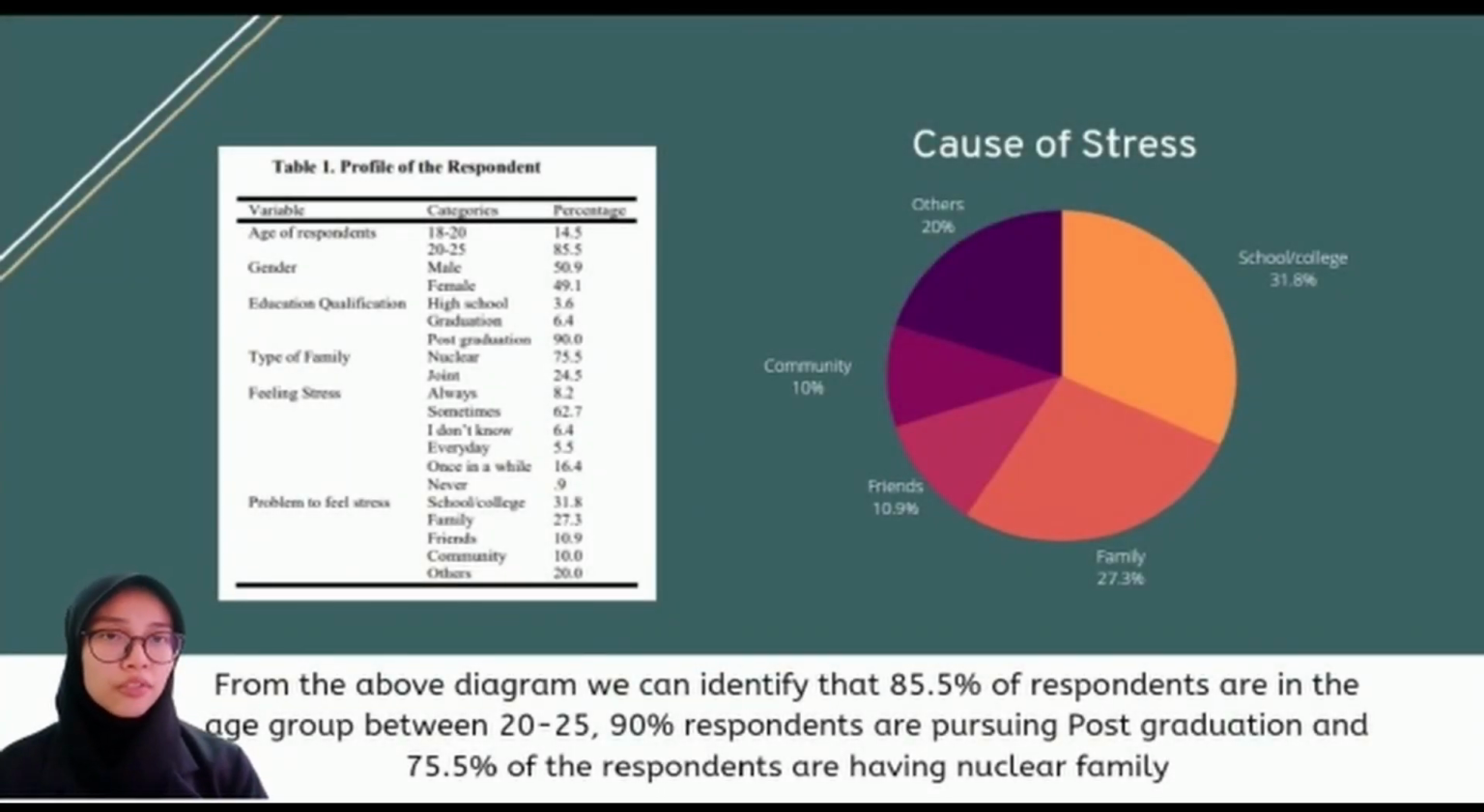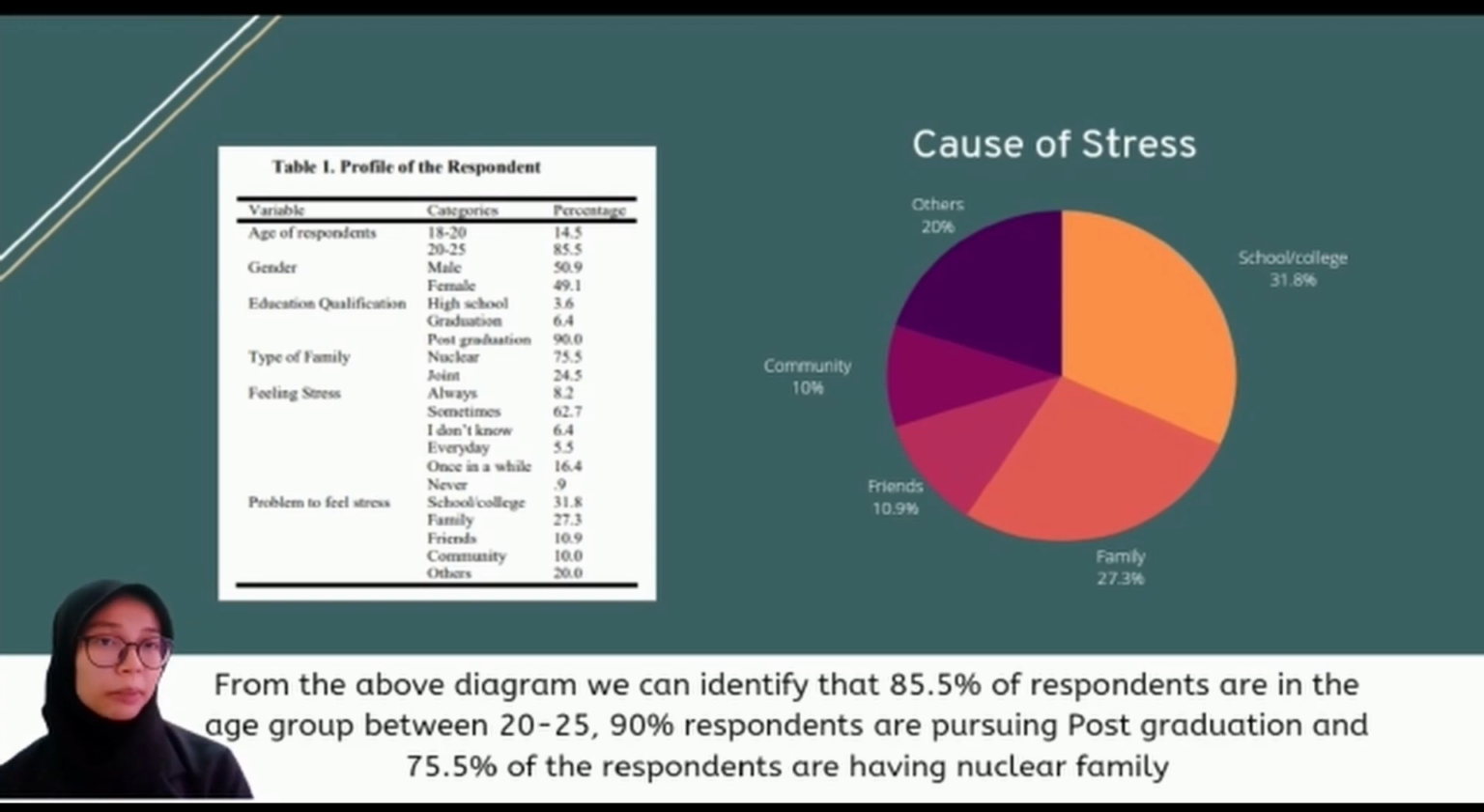From the table, we can identify that 85.5% of the respondents are between the ages of 20 to 25, 90% of the respondents are pursuing post-graduation, and 75.5% of the respondents have a nuclear family. As you may ask, what is a nuclear family? A nuclear family is a family that has dependent members or children.